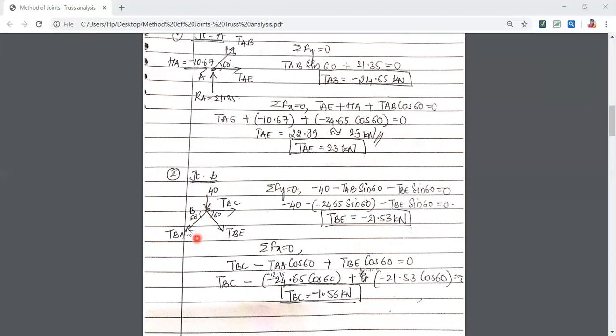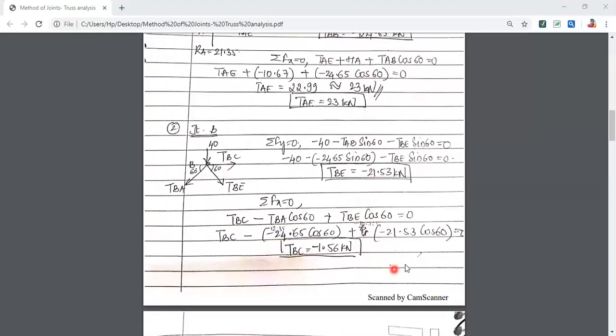So minus 40, TAB component minus, and TBE component along with minus sign again. On substituting the known values we get the value of TBE, that is minus 21.53. Let us substitute in summation Fx equal to 0. TBC, TBE cos of 60 positive, TAB cos of 60 that is negative. Substitute along with its sign, you get the unknown values of TBC and TBE for joint B.